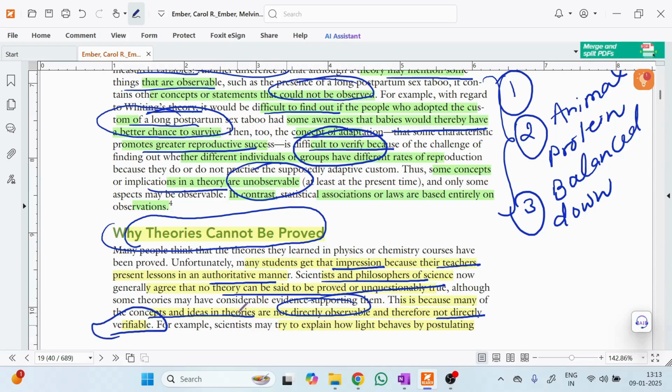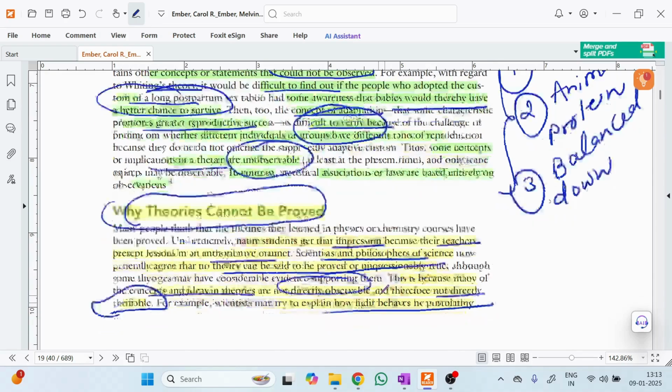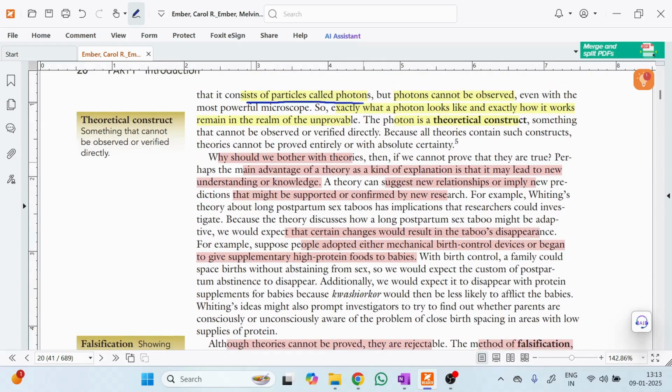The example given here is that scientists may try to explain how light behaves by postulating that it consists of particles called photons. But since photons cannot be observed even with the most powerful microscope, this theory cannot be proved in entirety, so it remains unprovable. The photon here is a theoretical construct, that is, any unobservable entity that is employed in a theory that exists but stays unobservable.